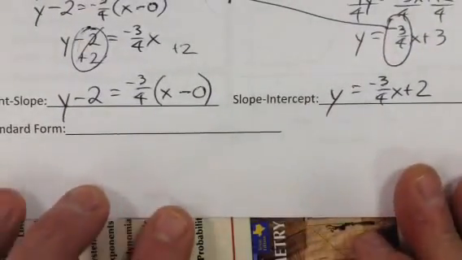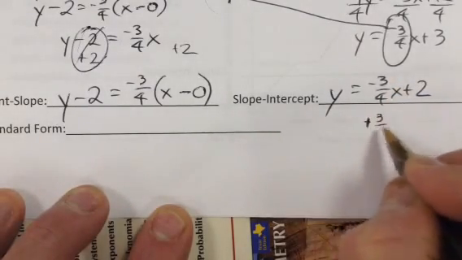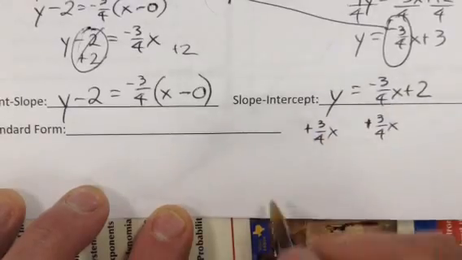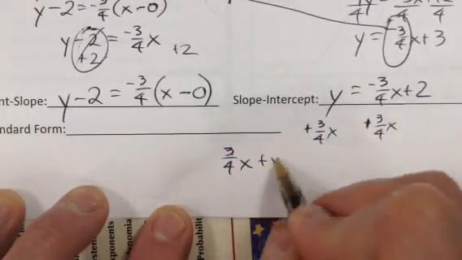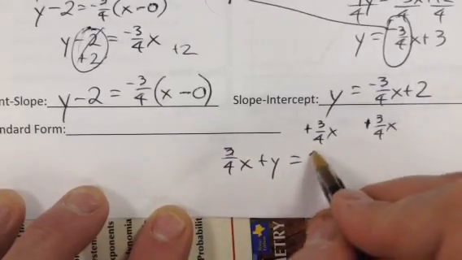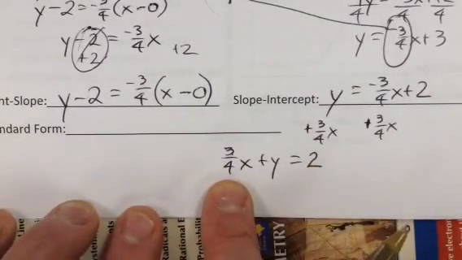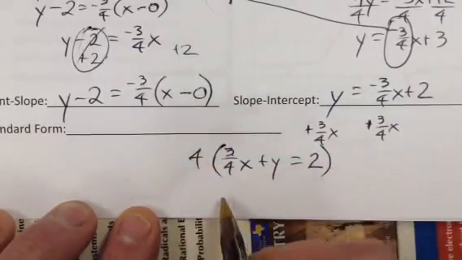And now if we go into standard form, we're going to move this guy to the other side by adding 3/4 x to both sides. I now have 3/4 x plus y equals 2. And I can't have fractions, so I'll look at my denominator of 4, so I'll multiply everything by 4.